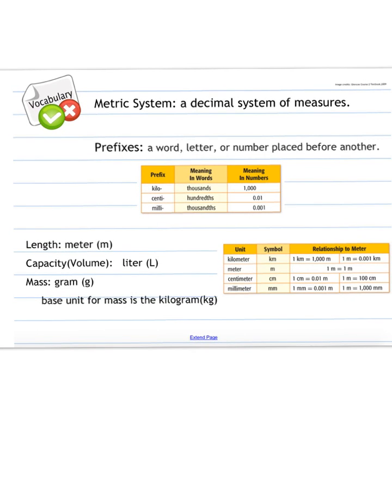Okay. We also have the words length, which in the metric system is meters, or m. We have capacity, or volume, so how much can something hold, liters, which is shown with an L, and mass, which is grams. And the base unit for mass is the kilogram, or kg.